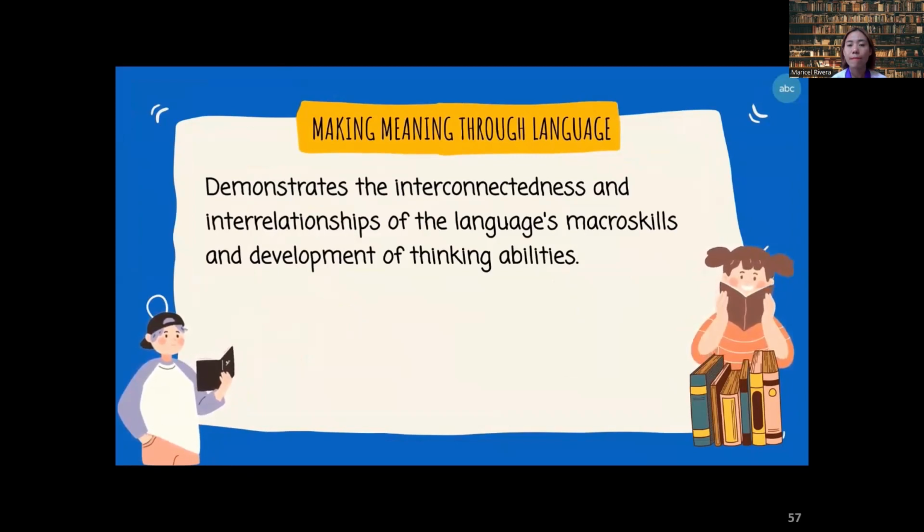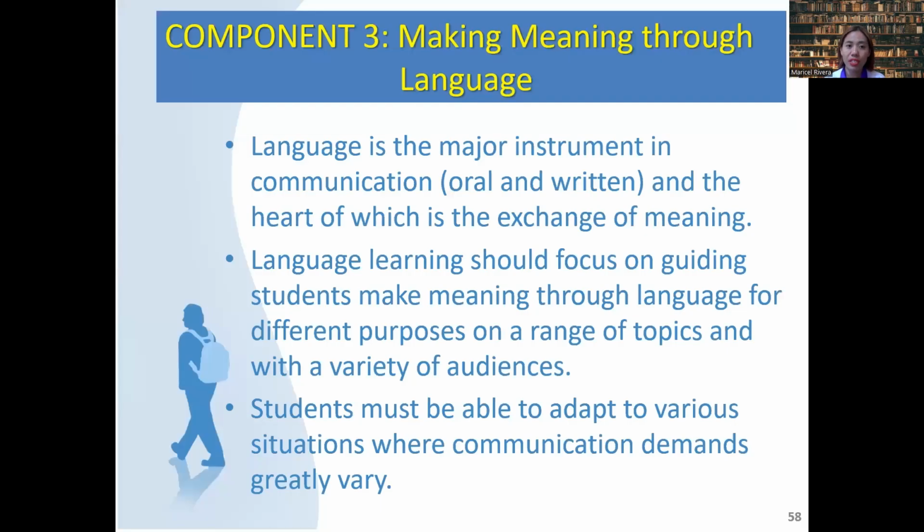Abilities, grammatical elements, structures, and various sorts of text will be taught and reviewed at progressively higher levels of difficulty and sophistication. Students can graduate from fundamental level to higher degrees of language usage using this approach. So, interconnectedness and interrelationships among macro skills, no? This is component 3, making meaning through language.